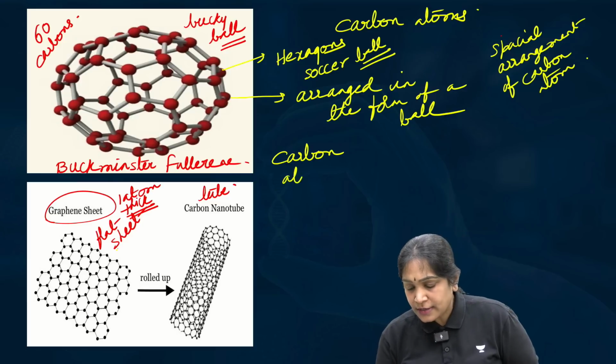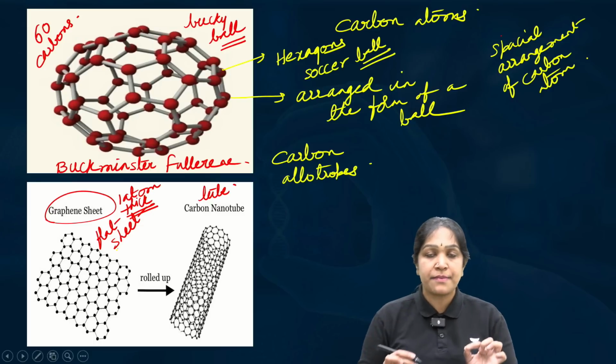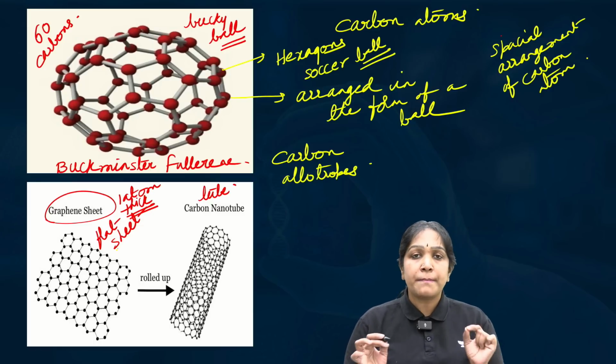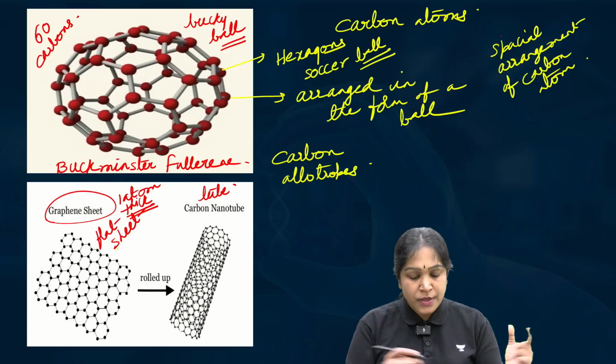So, what are allotropes? The different structures that have the same elemental composition but differ only in the spatial arrangement of that element or that atom. So, these are the three carbon allotropes.